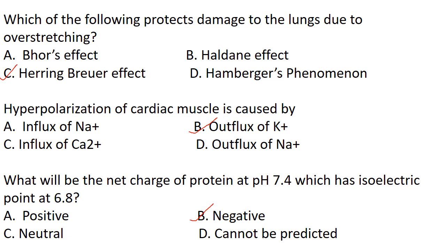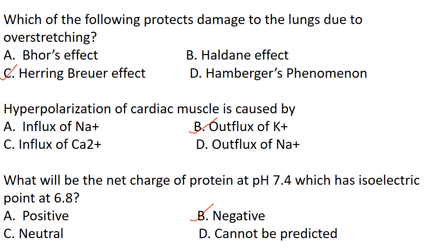Then which of the following protects damage to the lungs due to overstretching? So there are stretch receptors present on the walls of alveoli in the lungs. When maximum air gets filled in the alveoli through inhalation, these receptors are activated. This activates the Hering-Breuer reflex arc, and this arc will send an inhibitory signal to the inspiratory center to switch off inspiration.